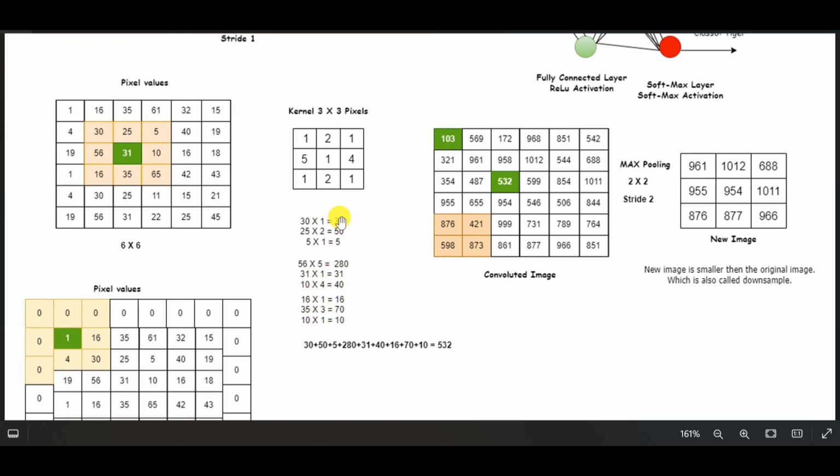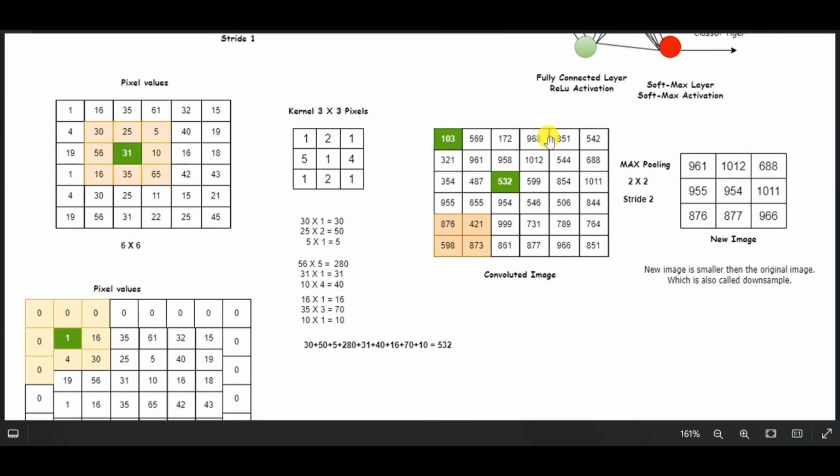After that we need to add these values. We need to get the sum of this entire output. So that is a sum of 532. Now in the convoluted image, this value will come at this place. In the same way you make a center of this particular pixel, let's say you want to calculate this one, 10. So you apply the filter like this, like this. In the same way you will find all these values. So finally you will have the values of the convoluted image.